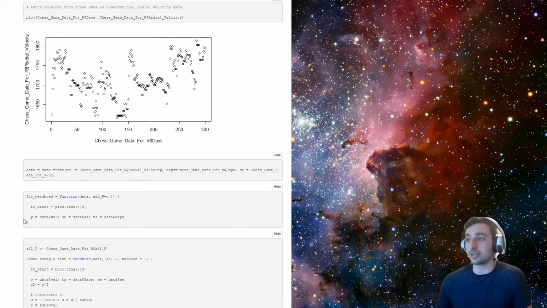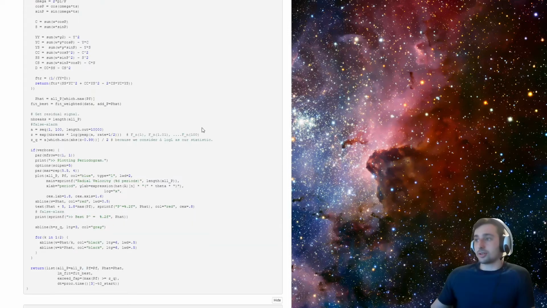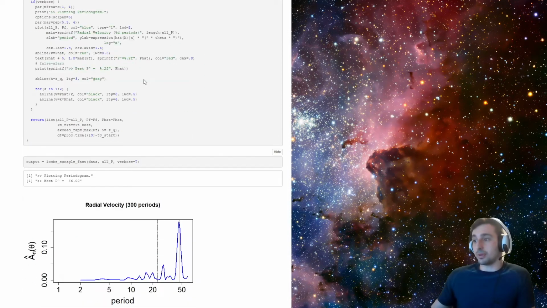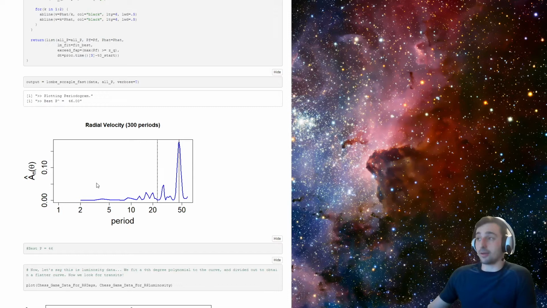So we're going to define a function called Lomb Scargle Fast, and we're going to search this data for any periodic signals, and then from there we're going to jump in Excel and try and fit a sinusoidal function to it as best we can, and then try and get some planetary properties from that. Just defining the function, and it's going to spit out this periodogram that we want. So it's 1 through 60, the signal of each of these periods.